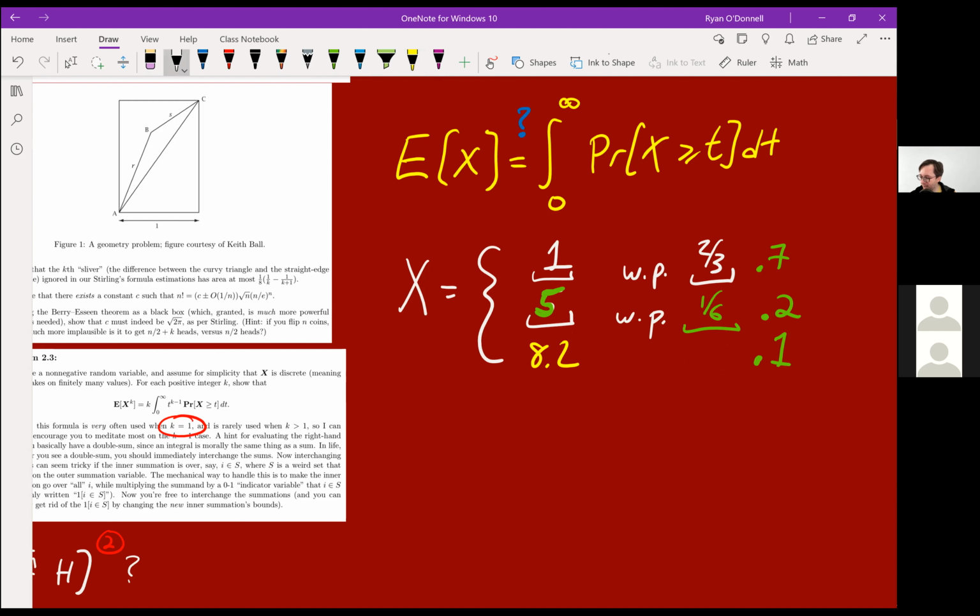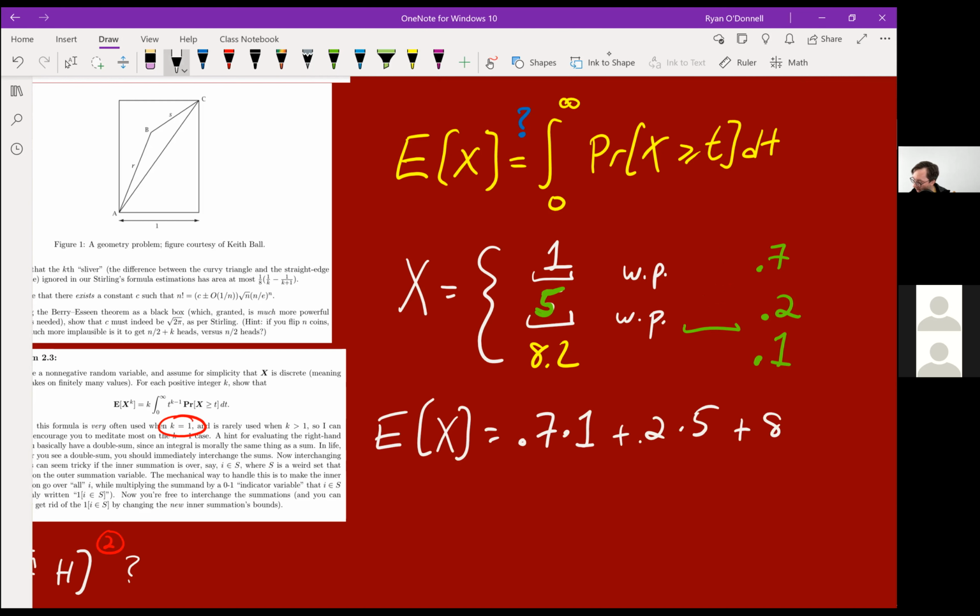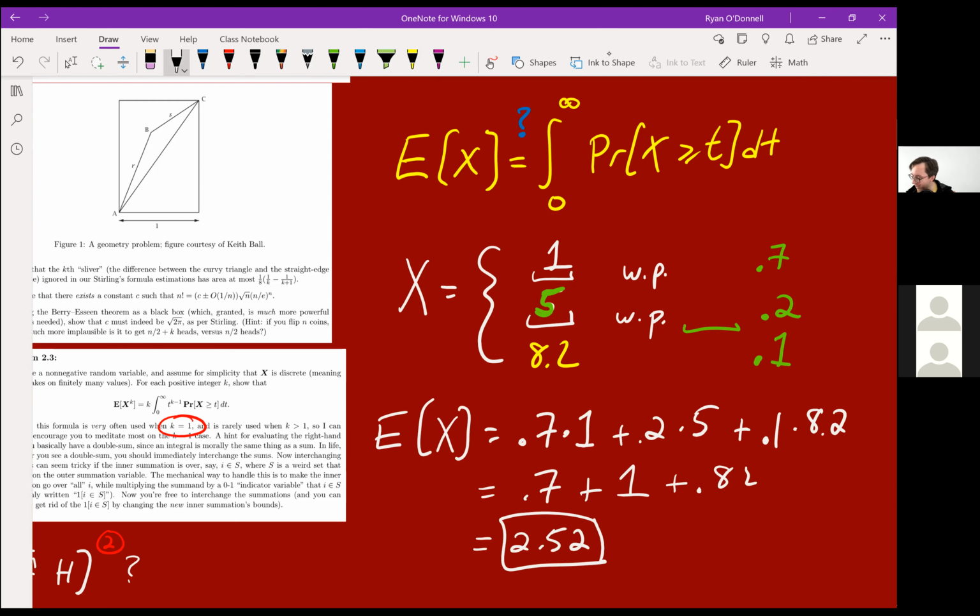Okay, 8.2. So first up, I can do this now. I'm going to calculate the expectation of x. I'm going to calculate the left side and the right side, and hopefully they'll be the same. The expectation of x is 0.7 times 1 plus 0.2 times 5, oh, that's going to be nice, plus 0.1 times 8.2. Oh, I can do this. This is 0.7, this is literally 1, and this is 0.82. So we get 2.52. Oh, great. That turned out great. I'm loving this question so far.